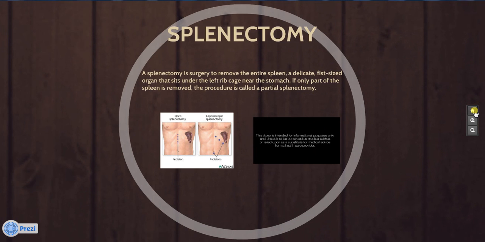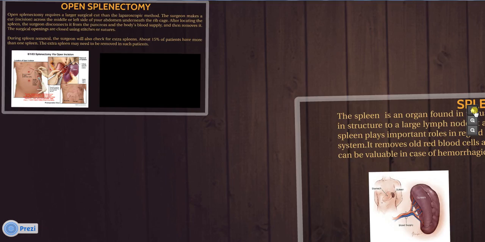Splenectomy. A splenectomy is a surgery to remove the entire spleen, a delicate fist-sized organ that sits under the left rib cage near the stomach. If only part of the spleen is removed, the procedure is called a partial splenectomy.